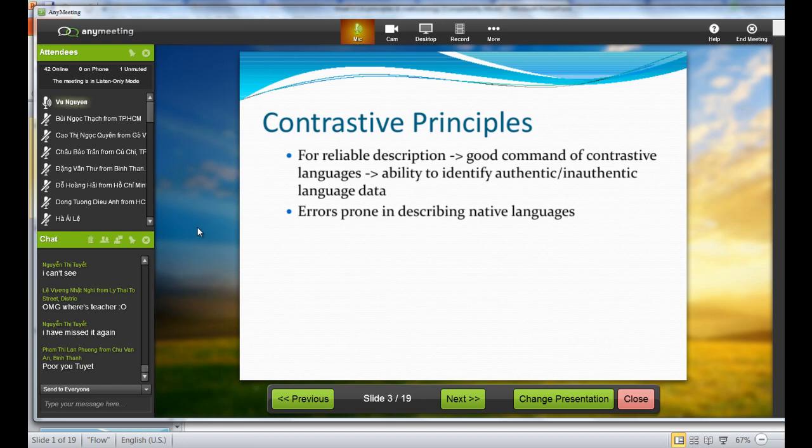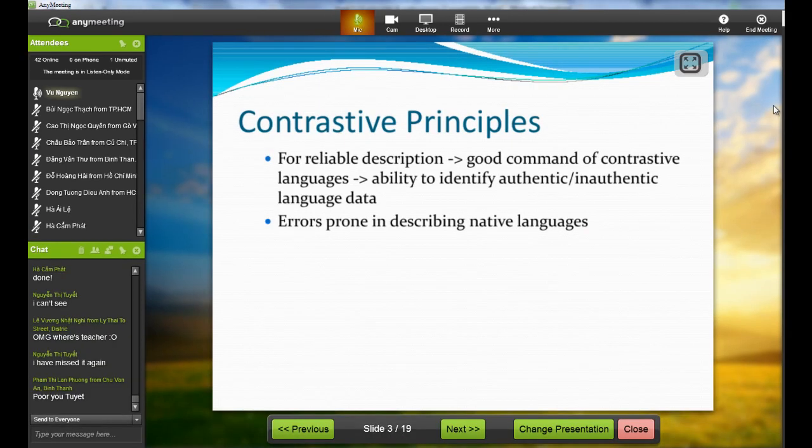Now, usually we do not have problems in describing the target language, because you learn a lot about the rules, about the forms, the structures of the target language. We usually have problems with our native language. So at the end of this course, when you write contrastive analysis essays, let's say, comparing English and Vietnamese, then most of the errors in describing the system are going to be in describing your mother tongue, Vietnamese.